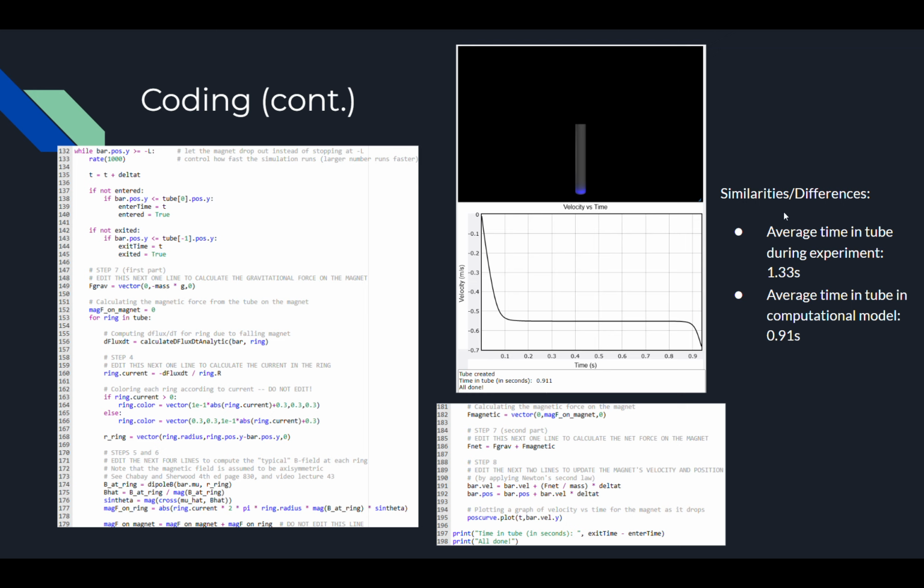And basically to compare the two values from the main result, again, the average time from the experiment or the trials was 1.33 seconds, and the average time based on this computational model was 0.91 seconds, which could have been more accurate, but at the same time, it's not too different.